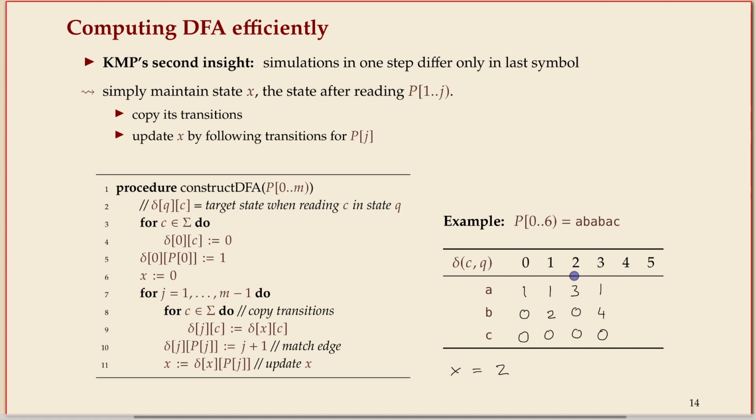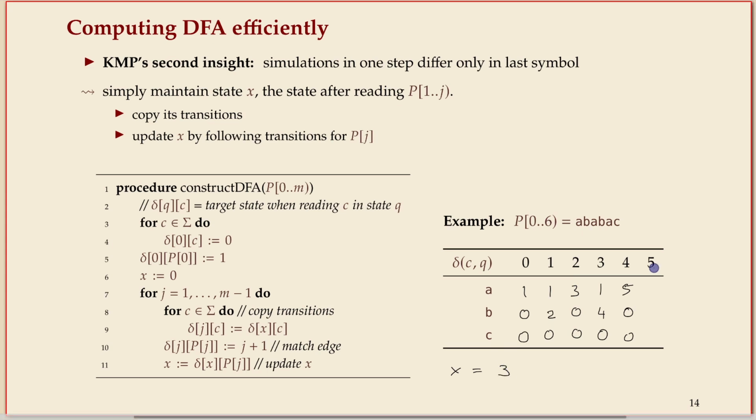Next one, 4. We copy from column x, 3, 0, 0. We update the match edge, which is an A. So here we should go to 5. The rest stays as it is. And we update x. We're in state 2, and what we read is an A. So we go to state 3.